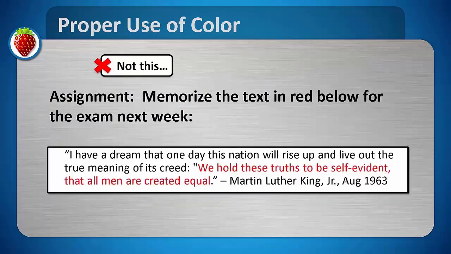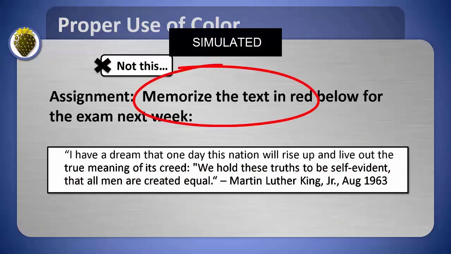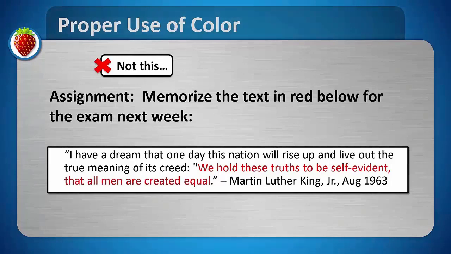Another use of color would be to remember not to use color again as the only way of distinguishing information. For example, here it says memorize the text in red for the exam next week. Someone who maybe cannot tell red or has a problem with seeing different colors would notice that as all being just black. Someone who happened to be using a screen reader, maybe they're visually impaired or totally blind, wouldn't be seeing this as red text and black text. A screen reader would just be reading all of it as just text.